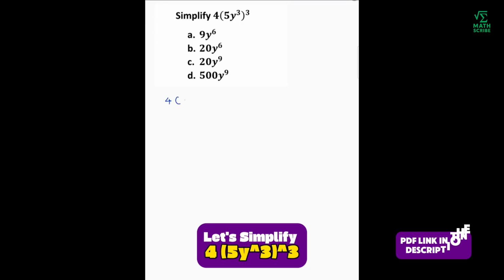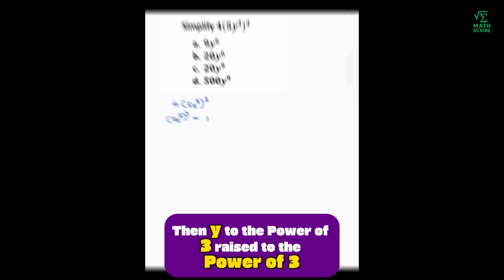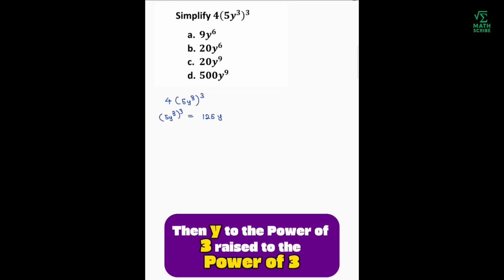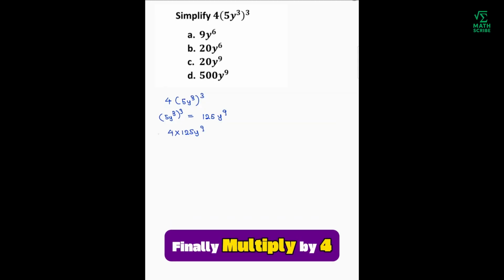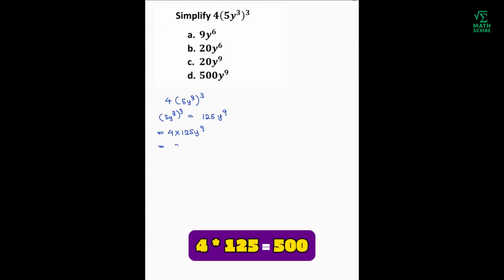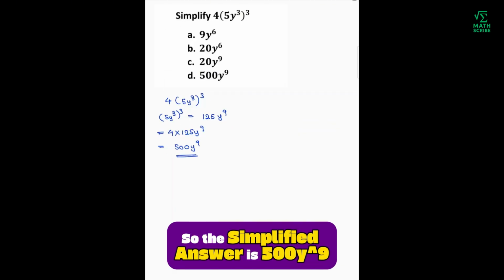Let's simplify 4 multiplied by open bracket 5y to the power of 3 close bracket, all raised to the power of 3. First deal with the bracket. 5 to the power of 3 is 125. Then y to the power of 3 raised to the power of 3 becomes y to the power of 9. So inside the bracket we now have 125y to the power of 9. Finally multiply by 4. 4 times 125 equals 500. So the simplified answer is 500y to the power of 9.